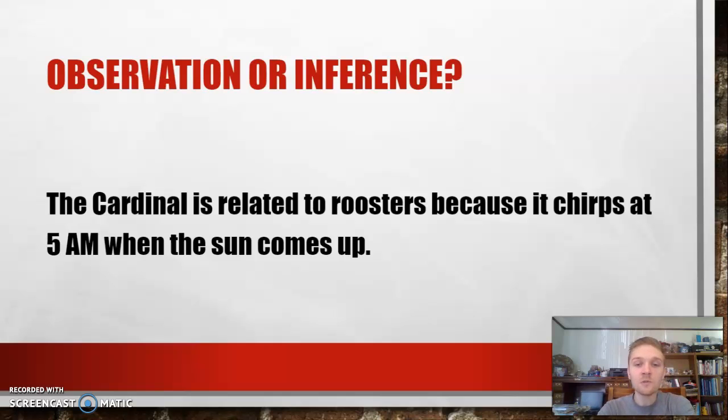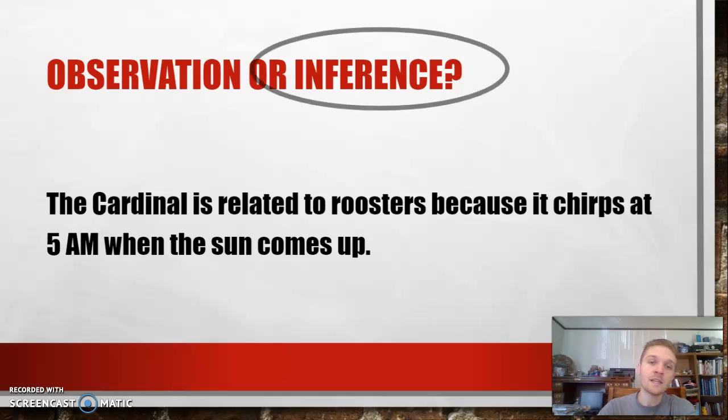Next one here. The cardinal is related to roosters because it chirps at 5 a.m. when the sun comes up. Is this an observation or is it an inference? The cardinal is related to roosters because it chirps at 5 a.m. when the sun comes up. Observation or inference? If you guessed inference, you're correct.